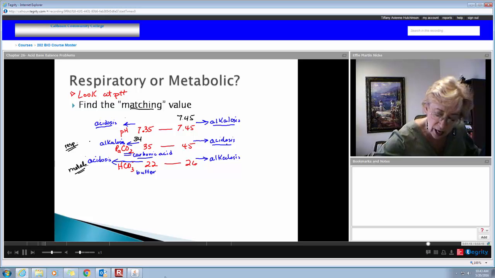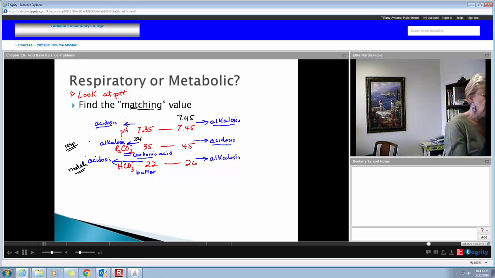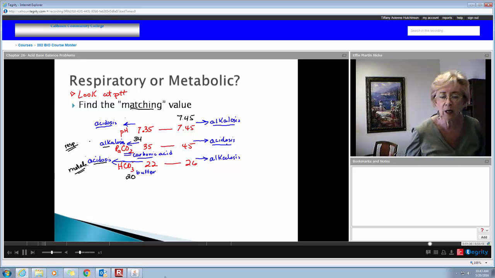Let's go to the HCO3, and the HCO3 is 20. The HCO3 is also out of range, but it's out of range toward the acid side. So what on earth do we do now? We got a pH in the normal range. One of our parameters is out toward acidosis, the other's out toward alkalosis. So how do we figure this one out?